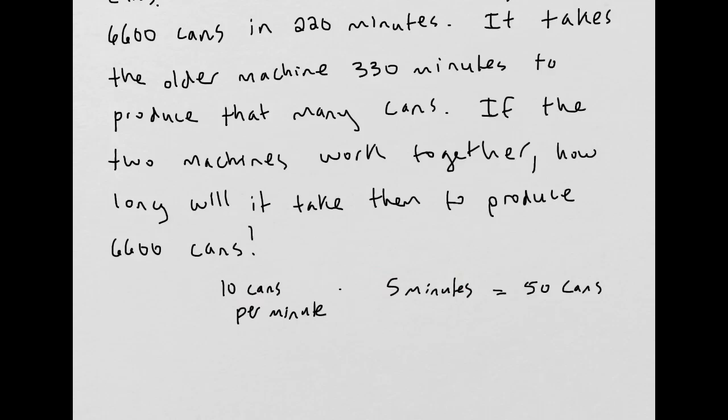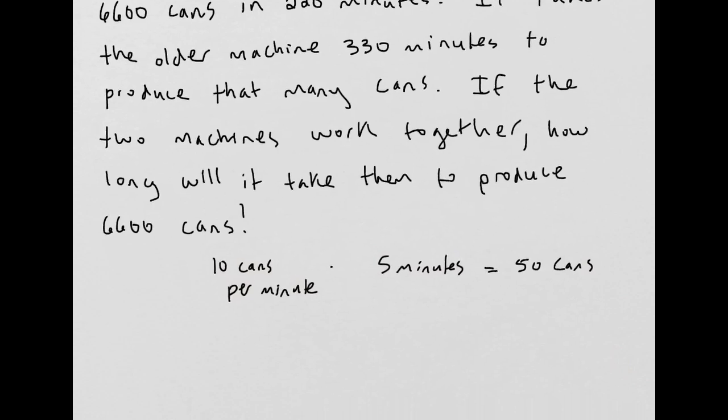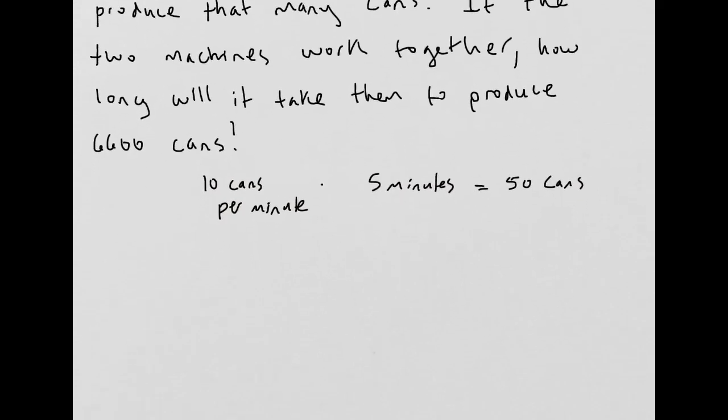So what you'll notice is that I've got my time here, my cans here, but really what I'm missing in the problem is a rate. I'm missing the cans per minute. But this is the formula we're going to use. So I'm going to write that formula down. Cans per minute times the number of minutes is going to give us the number of cans.